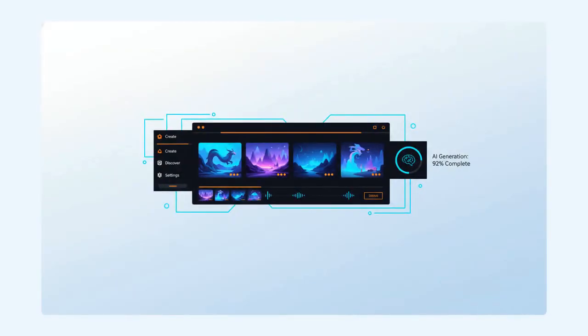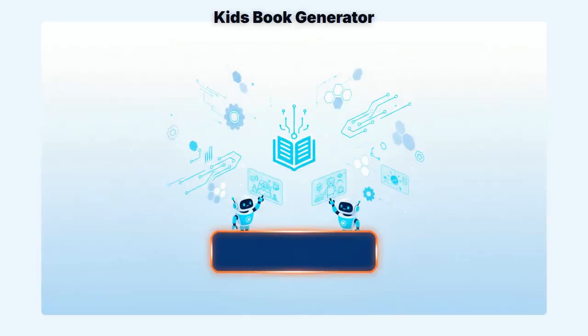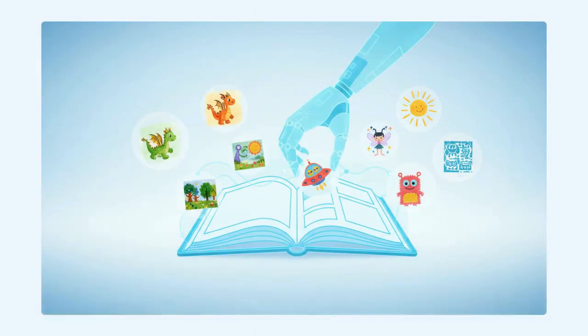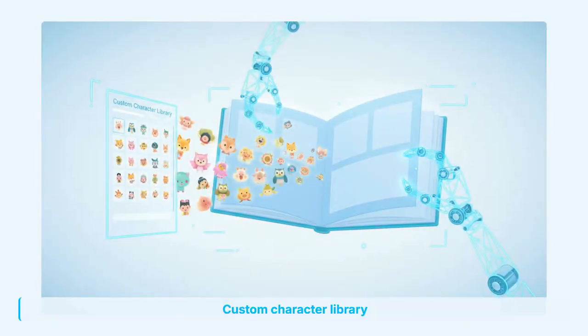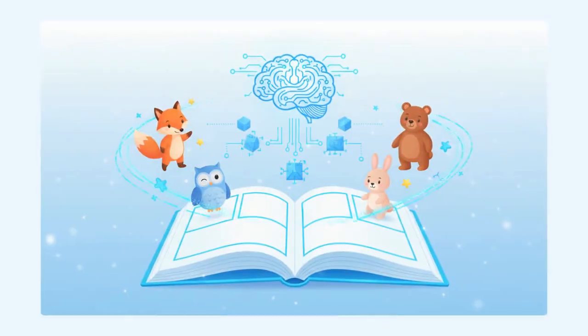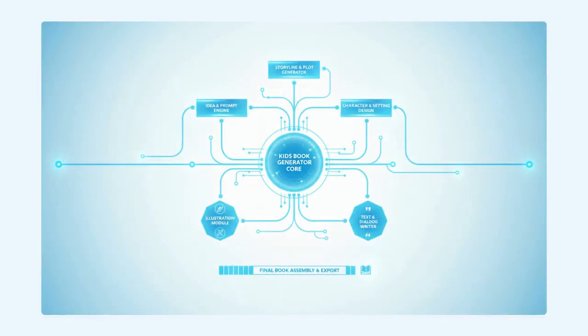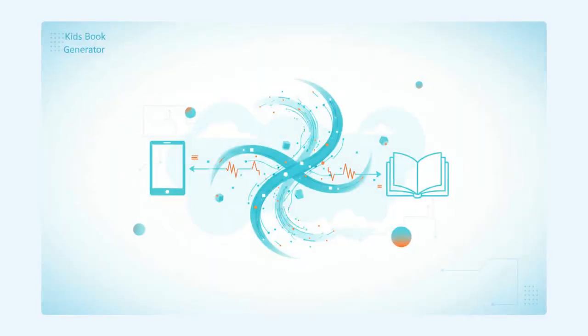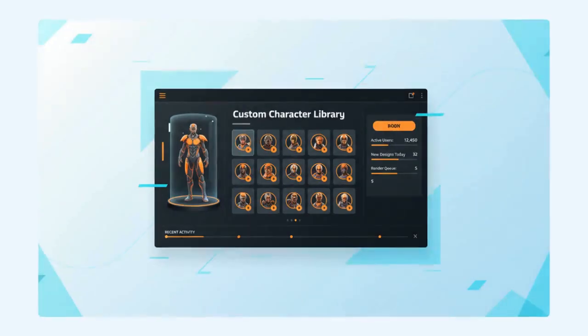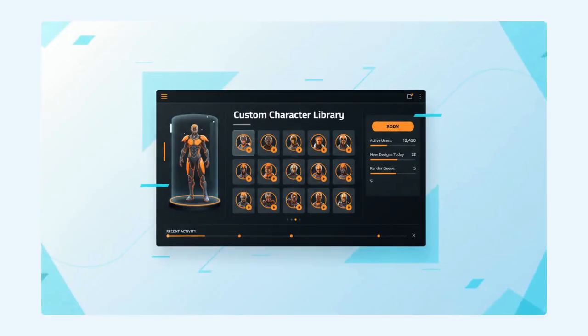The Kids Book Generator creates illustrated stories with custom characters. Choose from 8 illustration styles, including anime, watercolor, claymation, and storybook. Add your own character designs or use the built-in character library. The AI writes story beats from opening through climax to resolution, generates a matching illustration for every page, and creates multiple layout options like text left, image right, or full-page illustration.